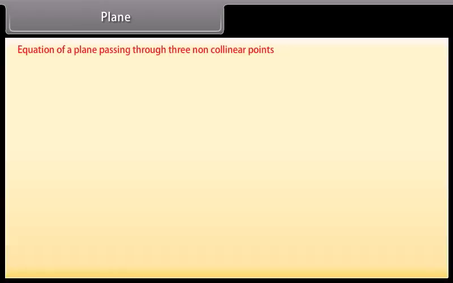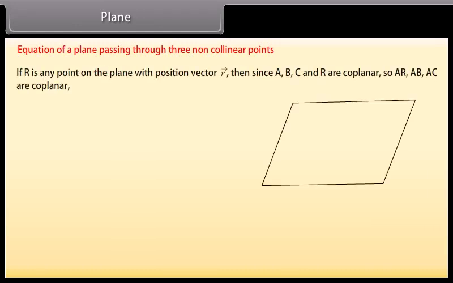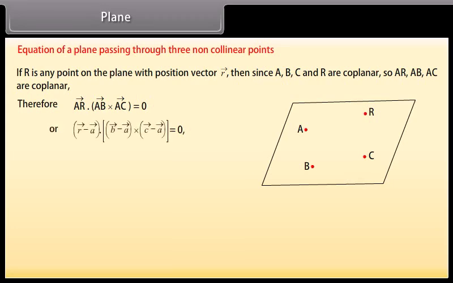Equation of a plane passing through 3 non-collinear points. If R is any point on the plane with position vector r, then since A, B, C, and R are coplanar, AR, AB, AC are coplanar. Therefore, the dot product of vector AR and the cross product of vector AB and vector AC equals 0. Or the dot product of (vector r minus vector a) and the cross product of (vector b minus vector a) and (vector c minus vector a) equals 0.